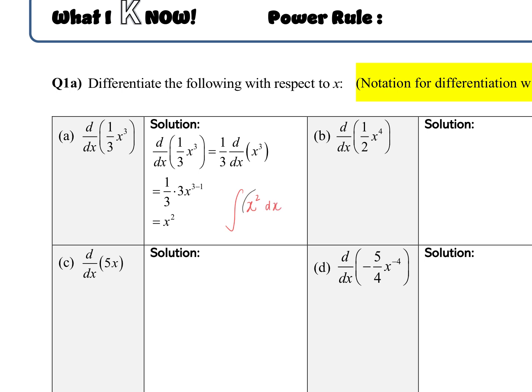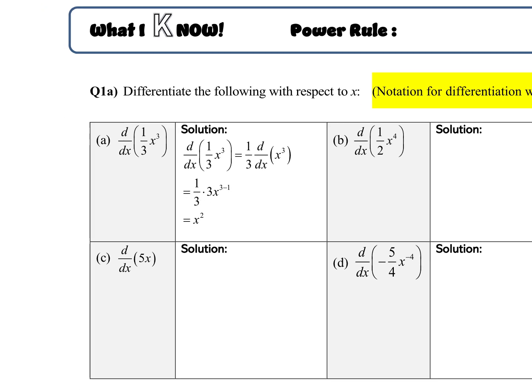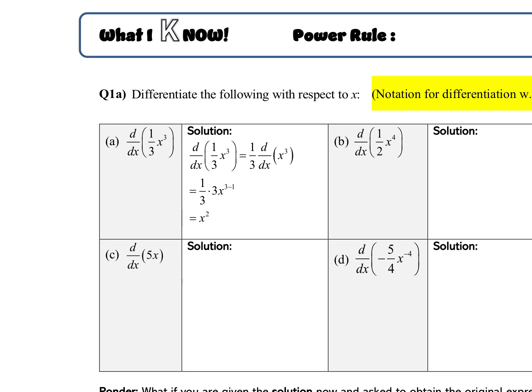Okay, I will plus 1 to this power. Divide by the new power. Can you see you get back 1/3 x cubed? So it's the same thing, but it's the opposite process. Okay? So I'm just trying to show you what we are doing now.